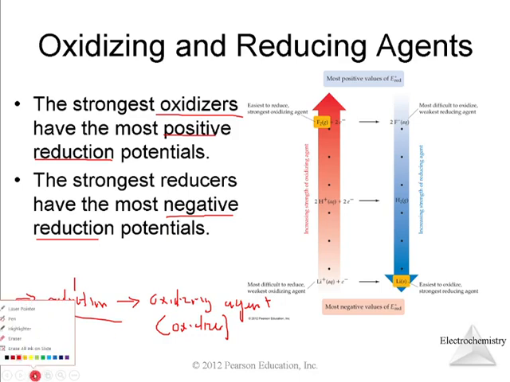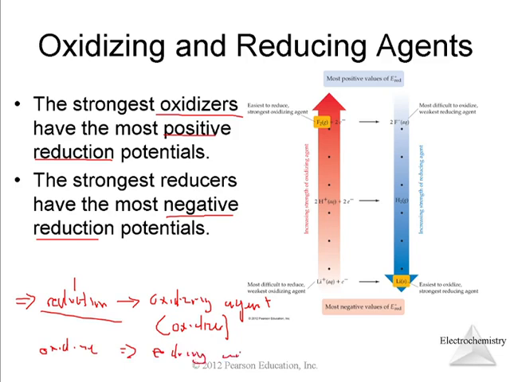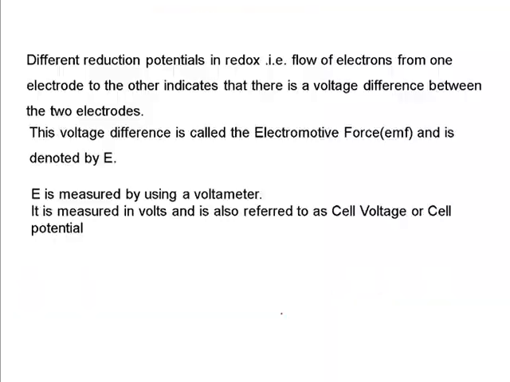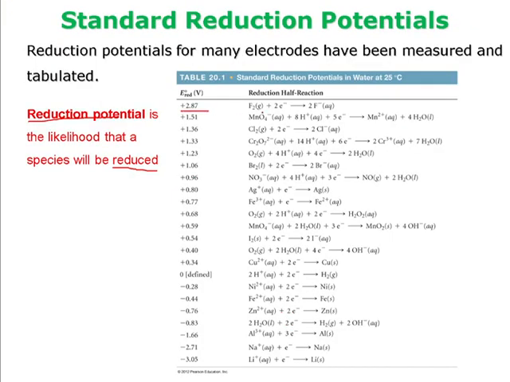Then the compound that has been oxidized is a reducing agent. Now we can understand the degree. If the positive charge is very high, it means it's a very strong oxidizing agent. So for example, if you go on this table, this compound is a very strong oxidizing agent. This compound is a very strong oxidizing agent. Then this compound is the least oxidizing agent. That's what it means.